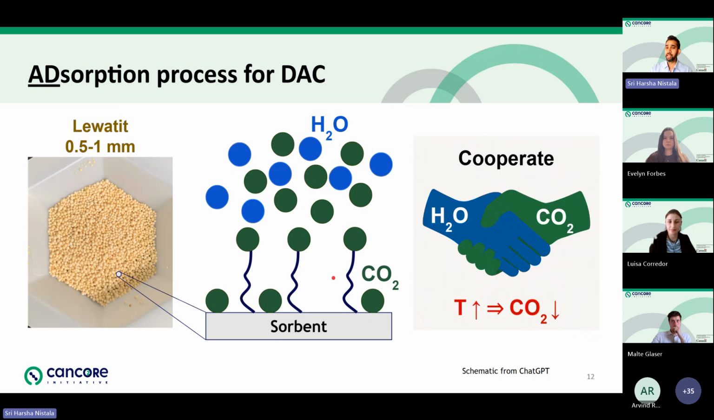Lastly, one of the key properties that actually enables DAC to work is the behavior of the sorbent when the temperature is increased. We know that for a material like this, when the temperature is increased, the amount of CO2 that is there on the sorbent decreases, or CO2 is released from the sorbent, and this allows us to design a DAC process and make it work.